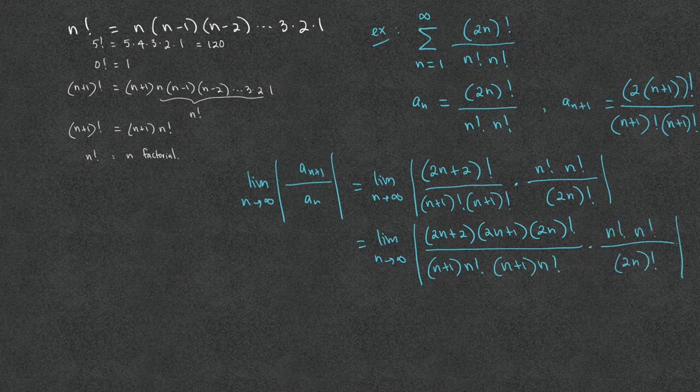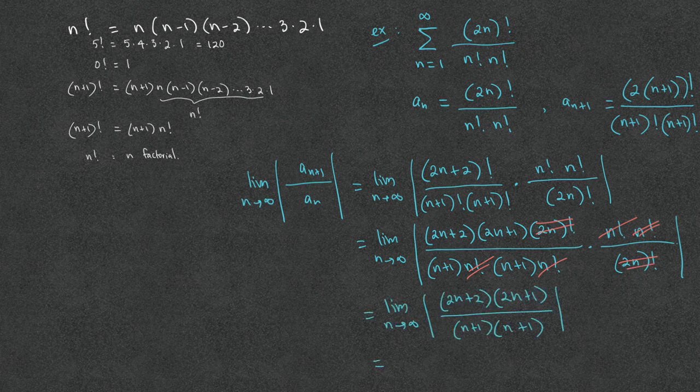We then cancel out n factorial and (2n) factorial. What we have left is the limit of (2n+2) times (2n+1) over (n+1) times (n+1). This limit is 4, which is greater than 1. So by the ratio test, this series is divergent.